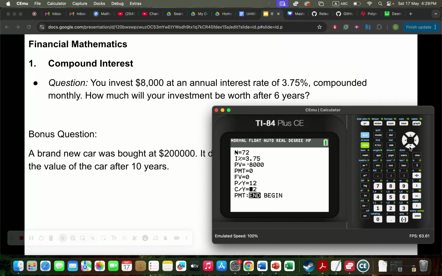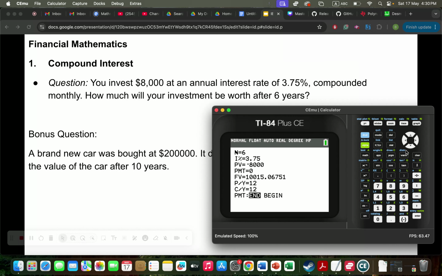And finally CY, which means the number of compounding per year. So we know that the interest is being compounded monthly, so CY has to be 12, because you're going to have 12 compounded interest in a year. So then we're just going to go up to FV, press alpha, press enter, and it should give you $10,015 and 6 cents.